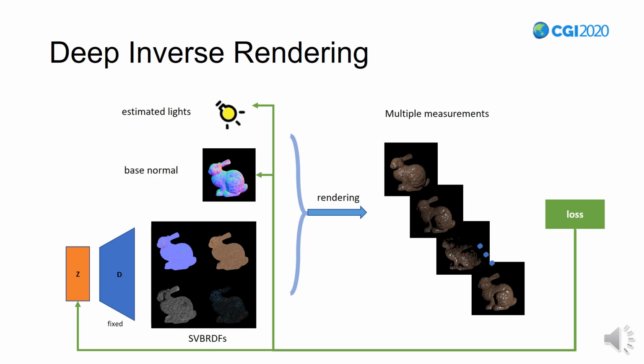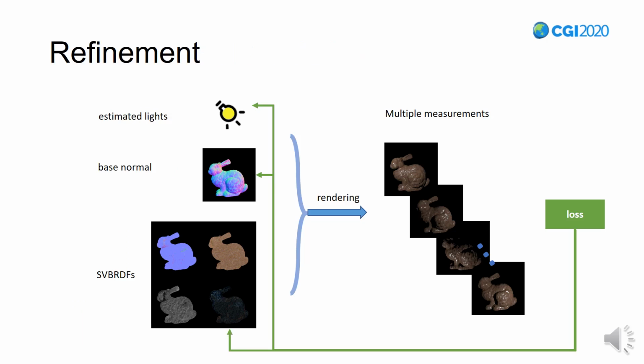The next stage is the deep inverse rendering stage. It's the key stage of our method. As the figure shows, decoders whose parameters are fixed generate SVBRDFs from latent code Z, then along with light positions and base normal variables, they are sent to render images. Comparing with measurements, the constructed loss drives the network to optimize the code, estimated light position and base normal.